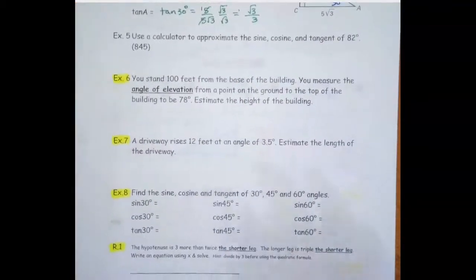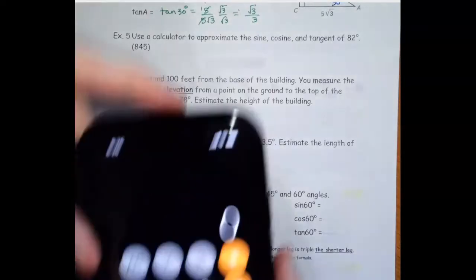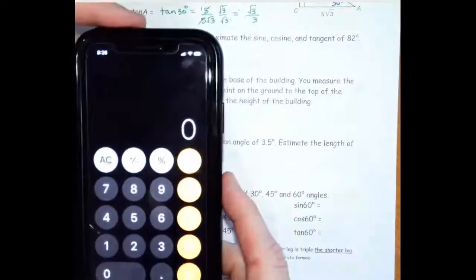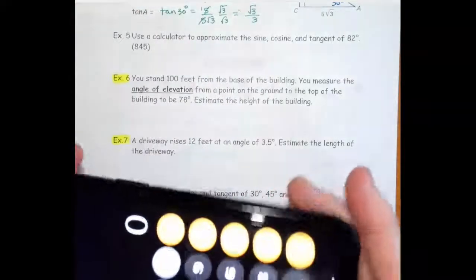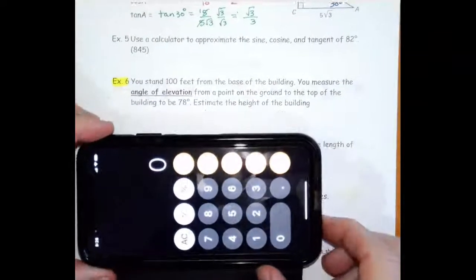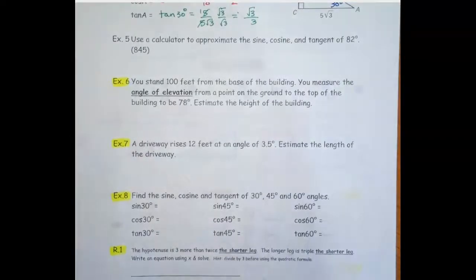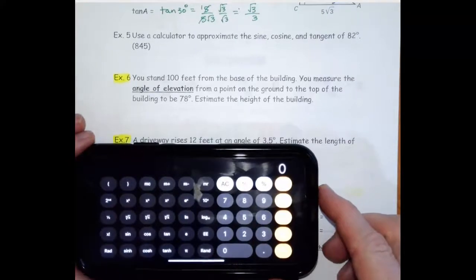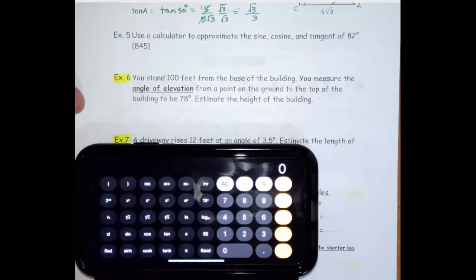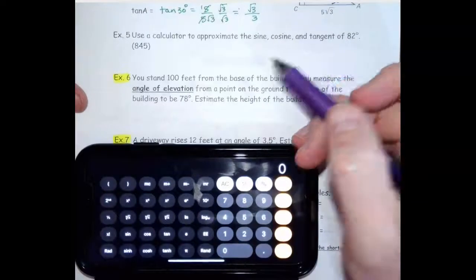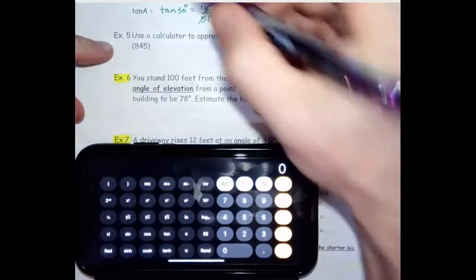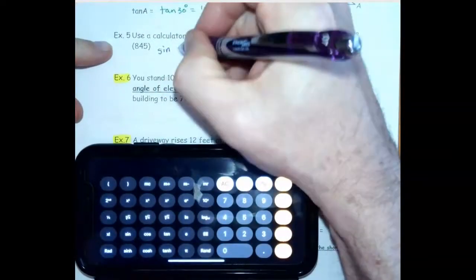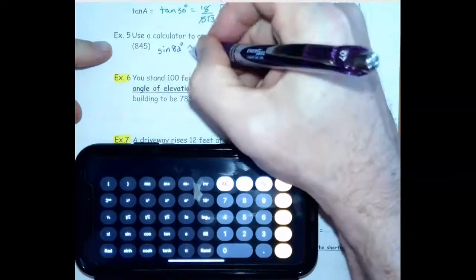Okay? Now, to do this on your calculator, you can go to your phone, and on your phone you should have a calculator, and when you click that, it kind of looks like this. And if you turn it sideways, you should get a scientific calculator. And so what we want to do here is we're asked to approximate the values of these three things. So the sine of 82 degrees is approximately.